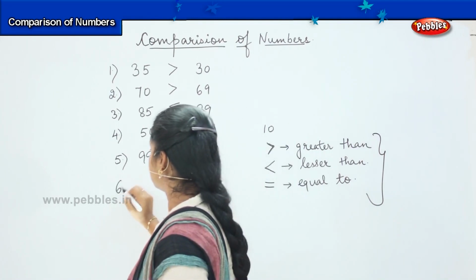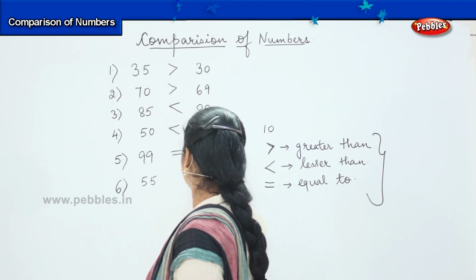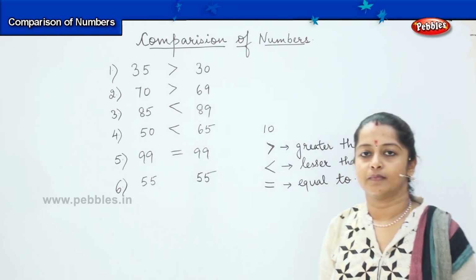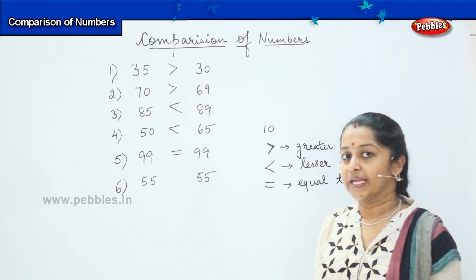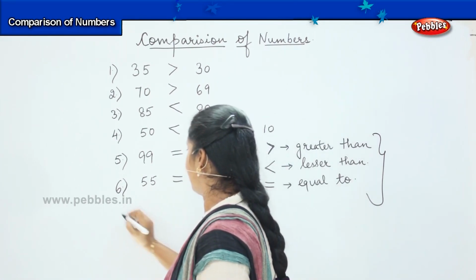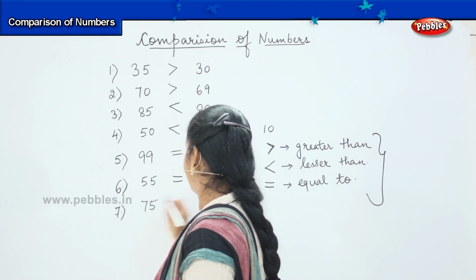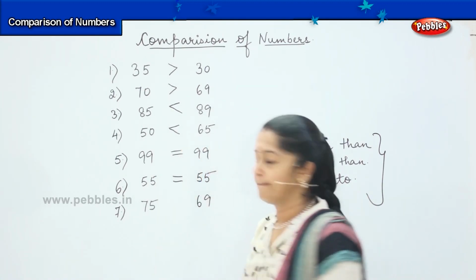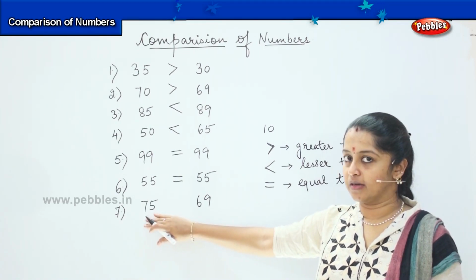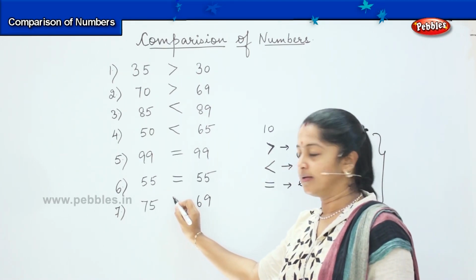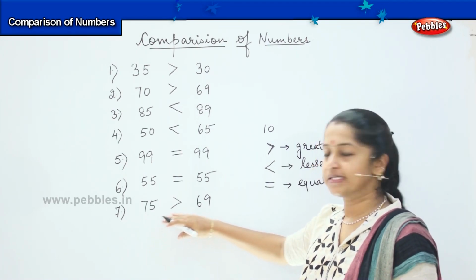Okay. So, now if I give you the numbers 55, 55. What will come here? Equal to. Very good. I give you the numbers 75 and 69. Which one is bigger? 75 is bigger. So, the symbol will be facing towards your left. So 75 is greater than 69.